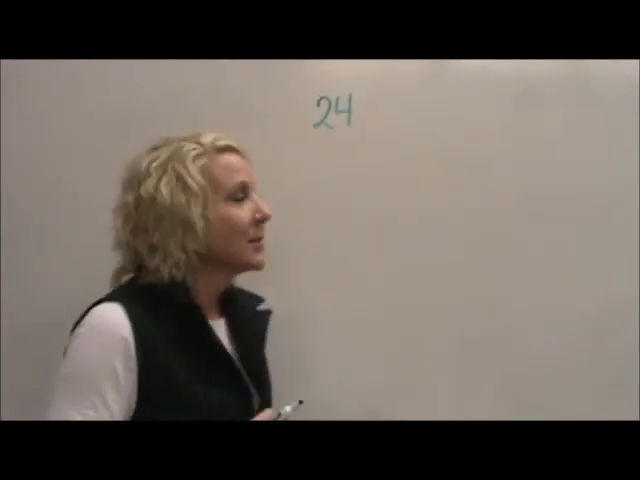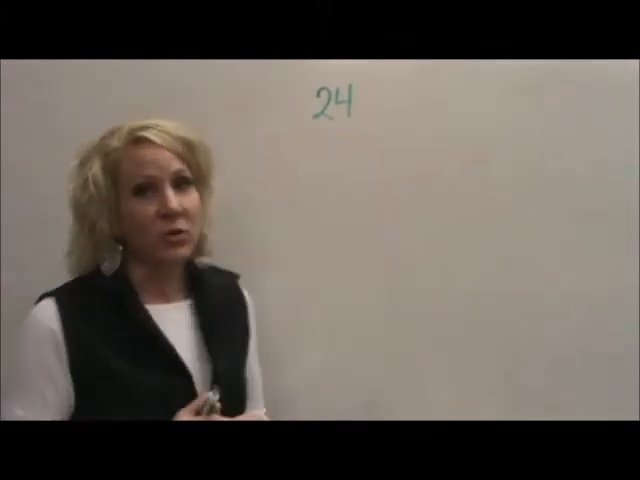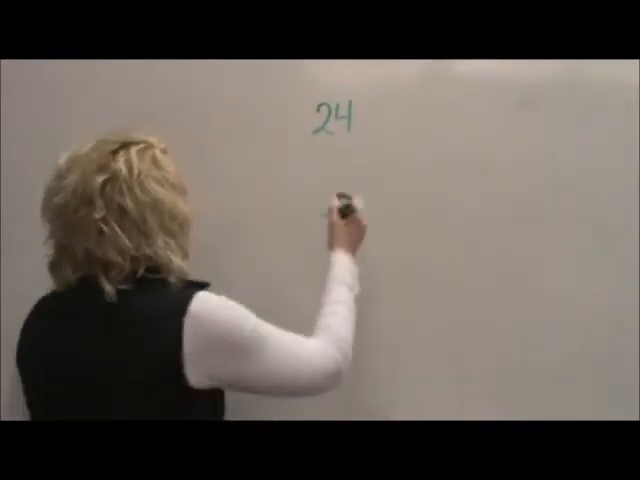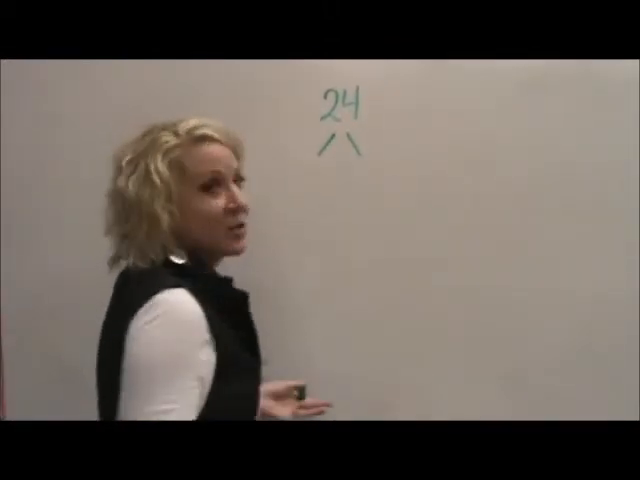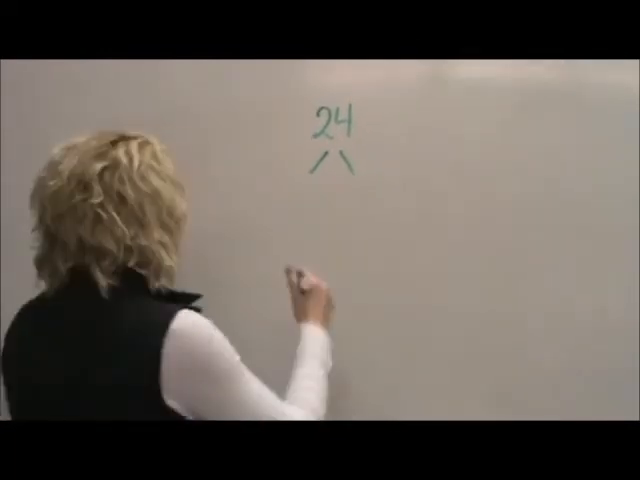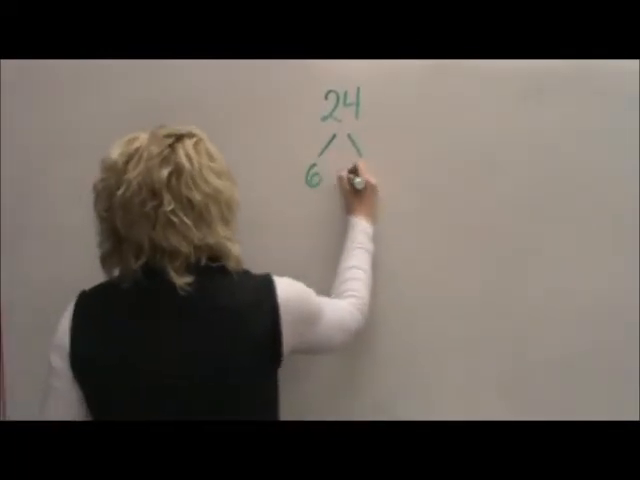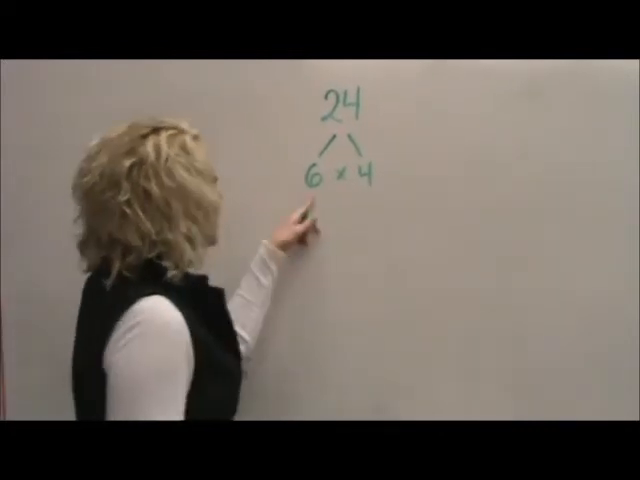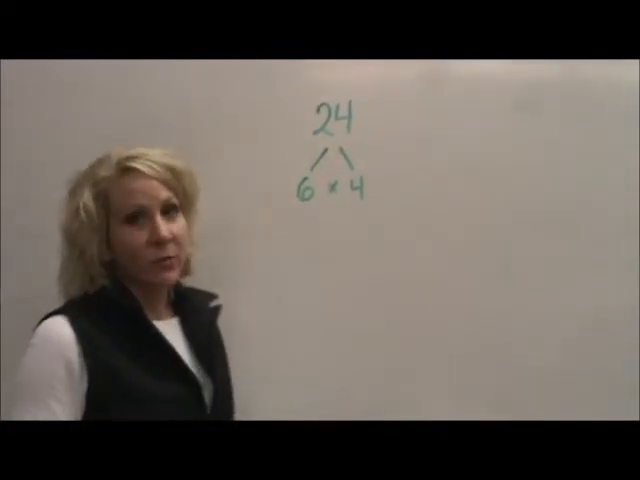This is how you do this. We start with the number at the top of the tree, and then the students will give me two factors, any two factors that they can think of. Let's suppose that they first thought of 6 times 4. You write those two numbers down. These two factors create 24.